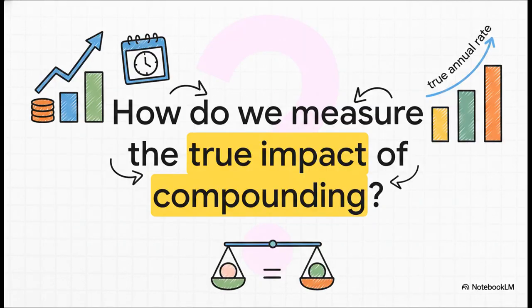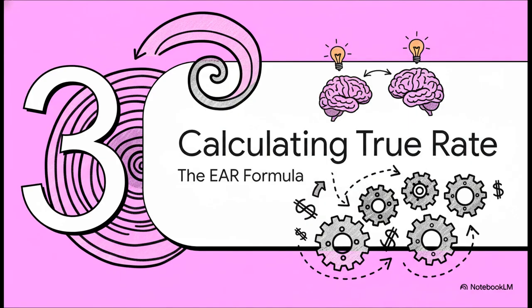So this leads us to the big question for any analyst. If that nominal rate doesn't tell the whole story, how can we accurately measure and compare different loans or investments? Well, the answer is to use a standard tool, a formula that takes that nominal rate and the compounding frequency and translates them into one single, clear, comparable number, the true annual rate. So let's move on and actually deconstruct the formula for the effective annual rate, or EAR.